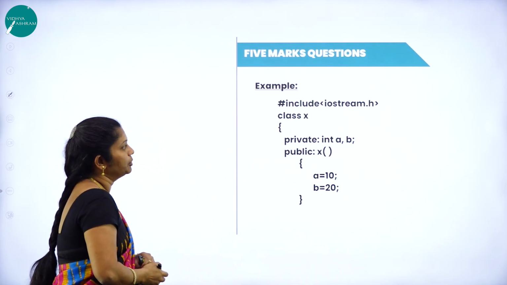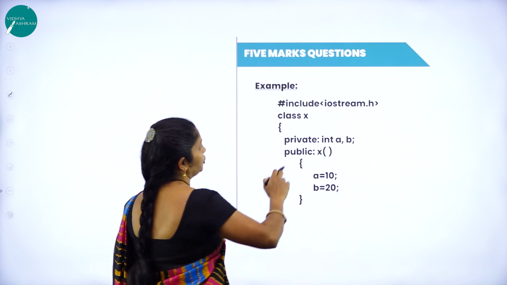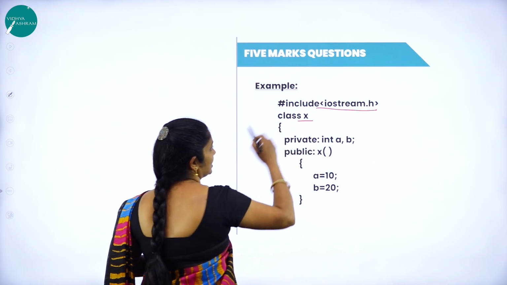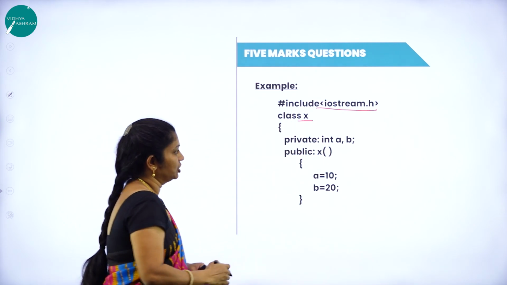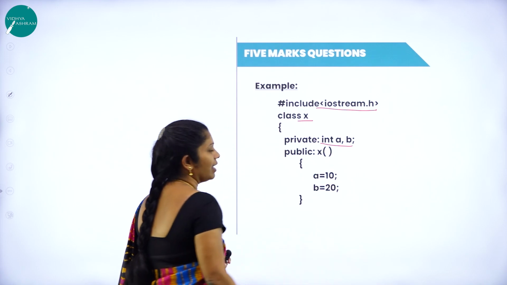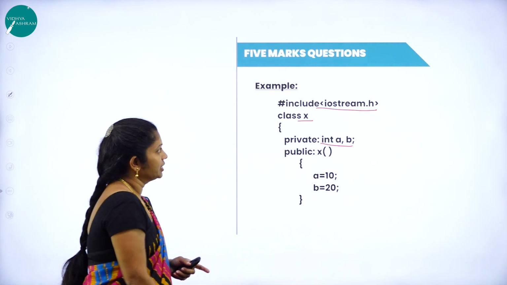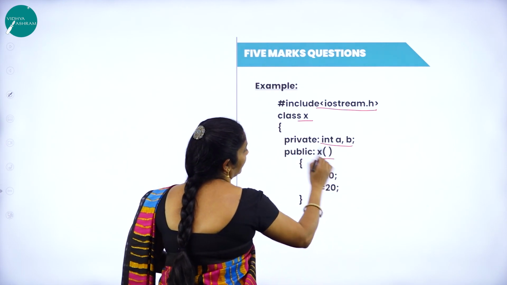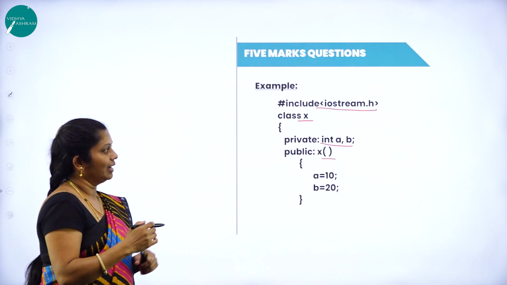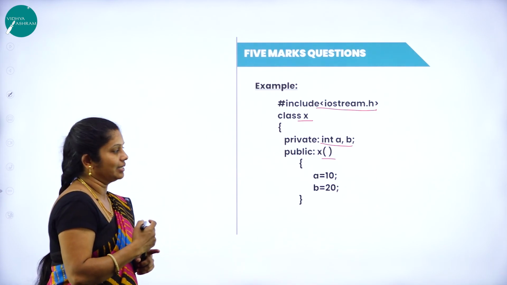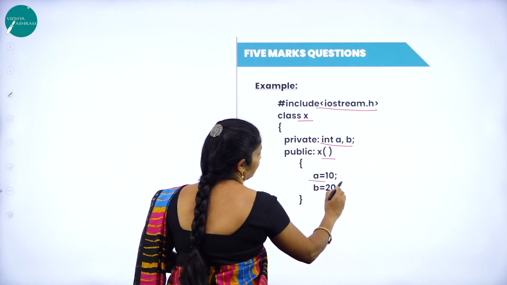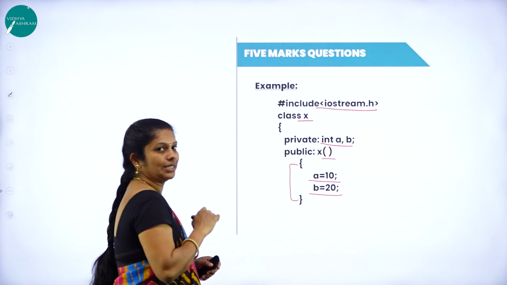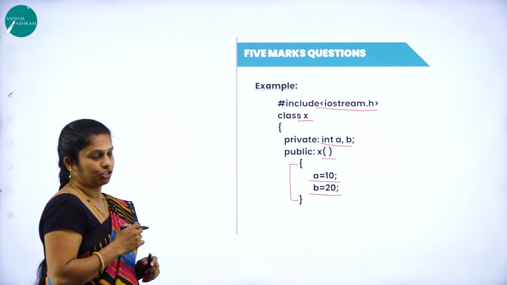Next, in the example, if you observe here, for example, hash include iostream.h, the header file. Then the class name we have given as X here. Then in the private section, we are declaring the variables int a and b. Then in the public section, once again I am taking the same name of the class, X only. Then here, empty brackets. From this I can say that now we are creating a constructor. Here we are initializing a equals 10 as well as b equals 20. Then here we are closing this constructor function.